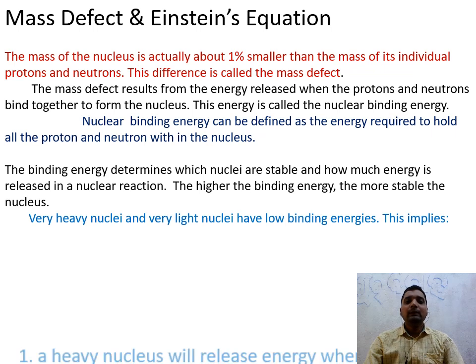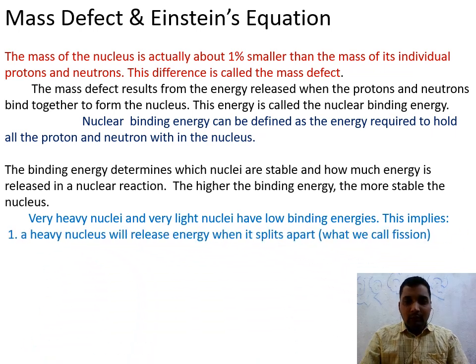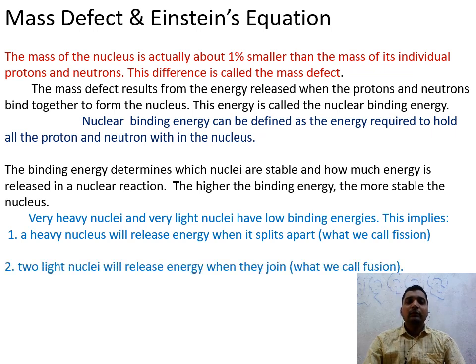So the first one: when a heavy nucleus releases energy by splitting apart, meaning when it breaks down, that is what we call fission. Whereas when two nuclei join together to release energy, that is what we call fusion. So one is fission, one is fusion. Two types of nuclear reaction.